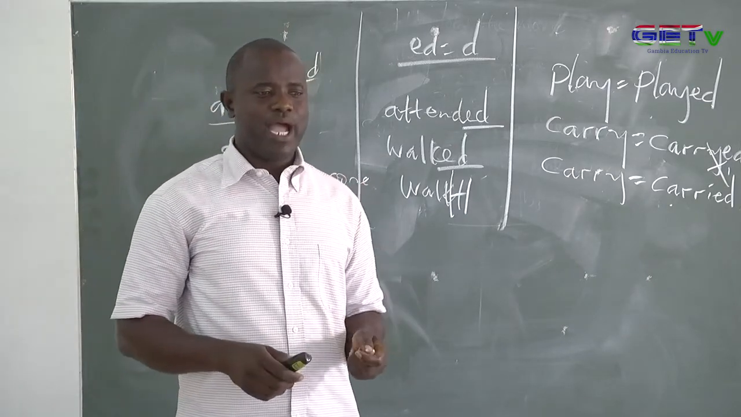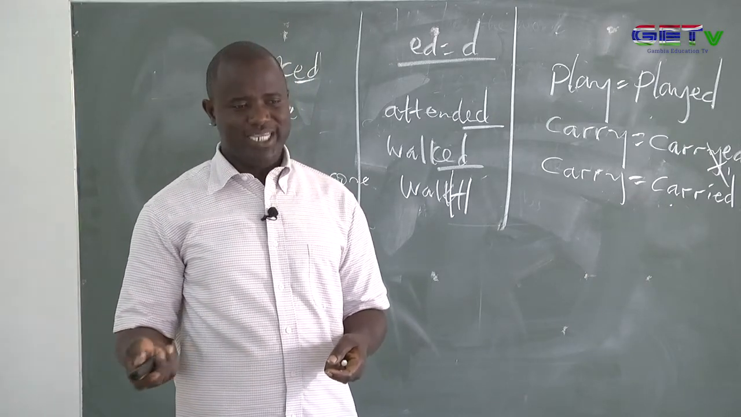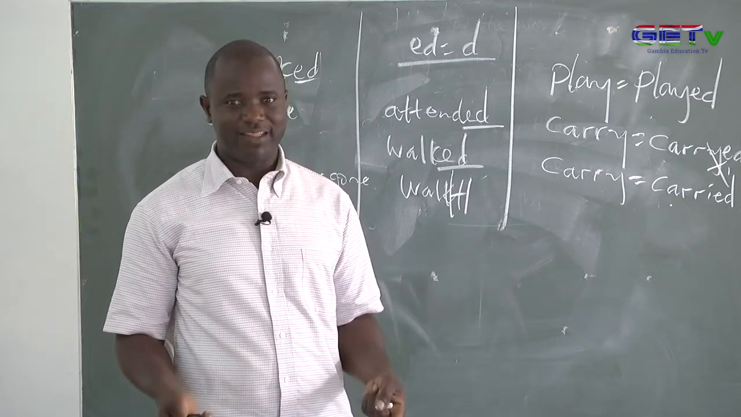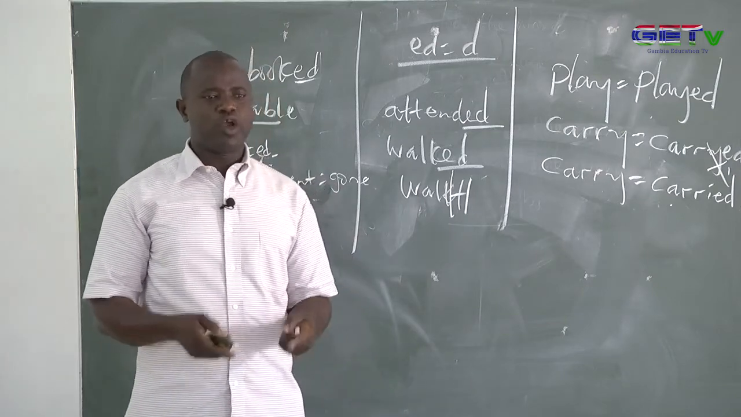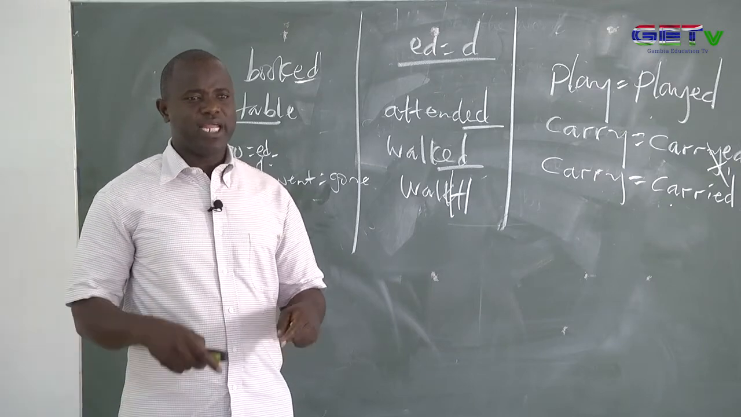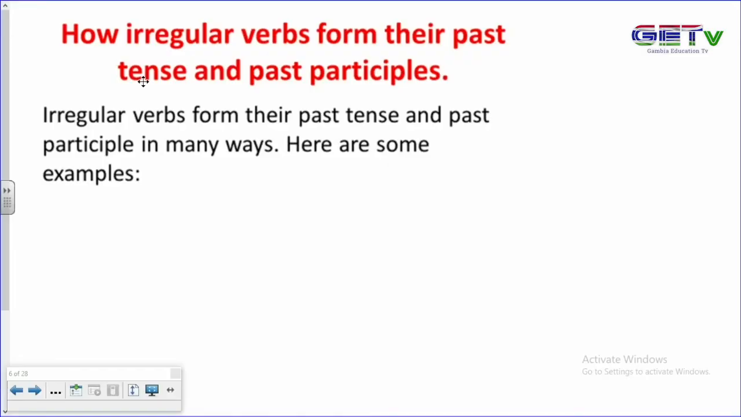You say, I go to work in the morning, present tense. I went to work yesterday, past tense. I have gone to work, present perfect tense. So these are irregular verbs. We call them strong verbs. We move on. How irregular verbs form their past tense and past participles. Irregular verbs form their past tense and past participle in many ways. They are unlike the regular verbs that would take only d or ed. These ones, their past tense and past participles are formed in different ways.